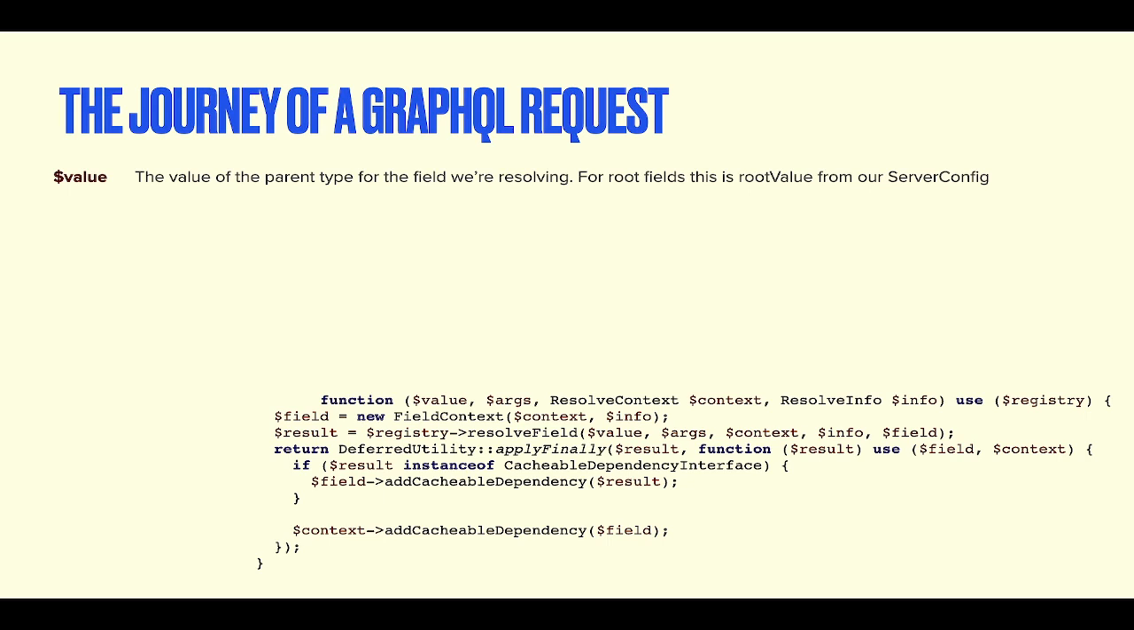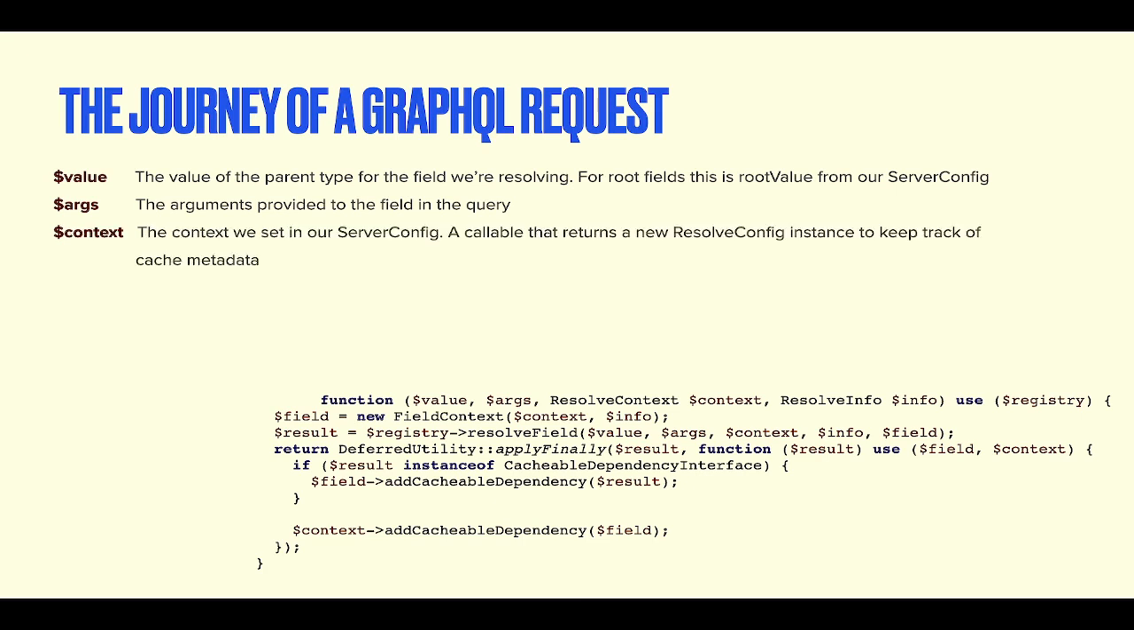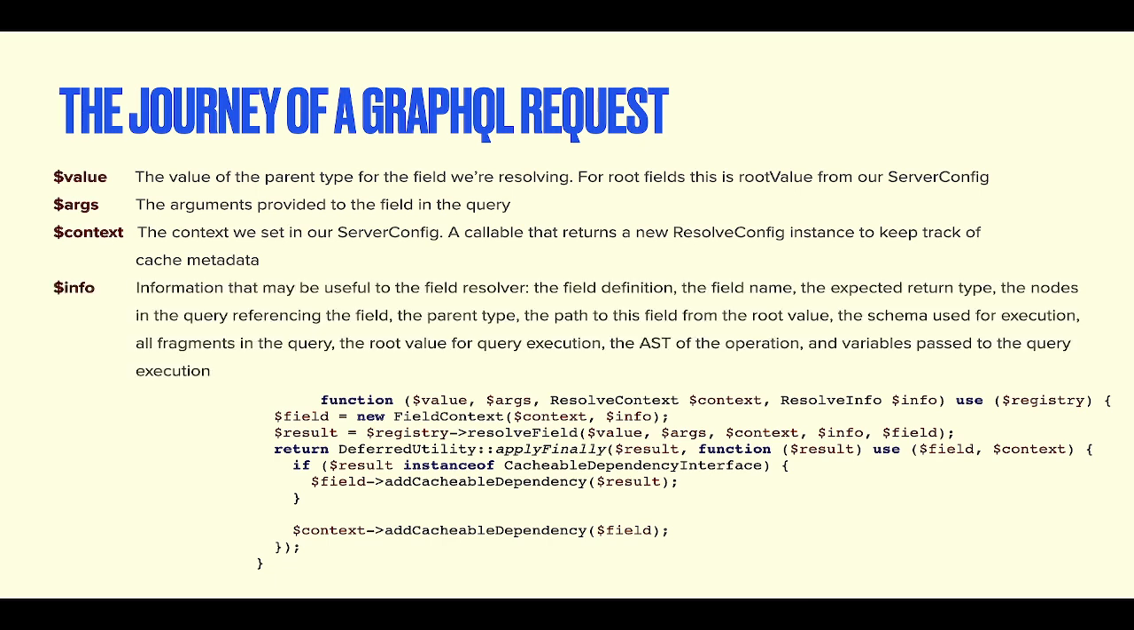The value is the parent type of the field that we're resolving, or the root value of our server config. So if you have, for example, a connection with edges, this value would be the connection that it could use to get the edges. It has arguments for the field. So for our chat message, this would be, for example, the ID. The context that we set in the server config, if you have some advanced use cases, this can give you more information about the query itself, lets you do some optimization. And finally, info contains some info about your schema, like the field definition, any subfields that there may be.